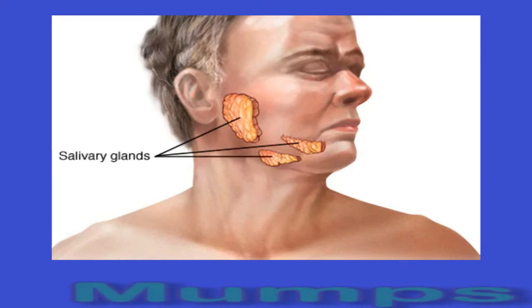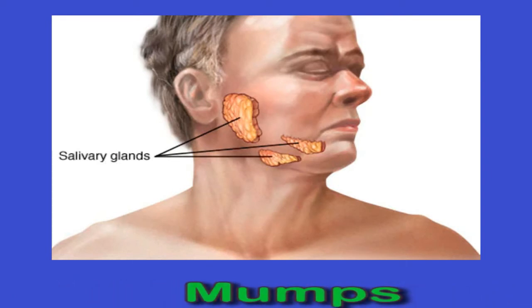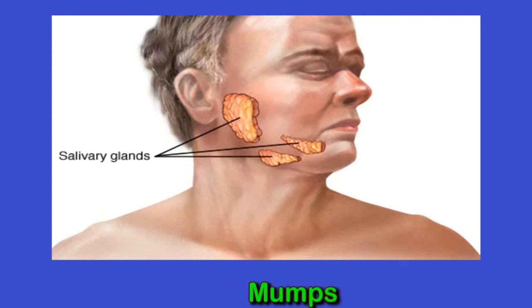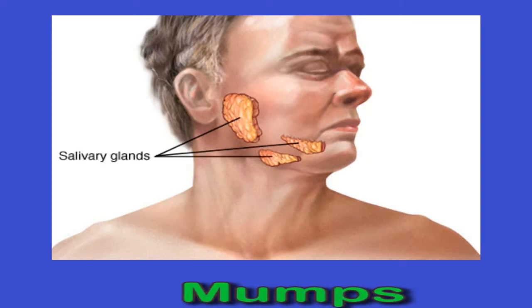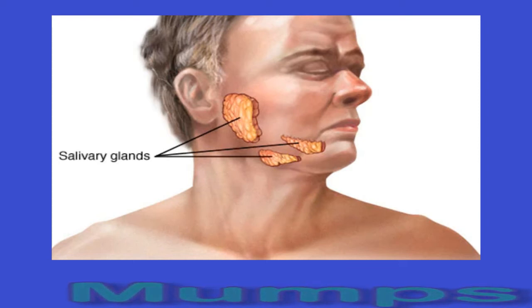Mumps. Mumps is a contagious viral infection of the salivary glands. Symptoms including swelling in the jaw and cheeks may appear 12 to 25 days after the initial infection. Other symptoms of mumps include a headache, a fever, fatigue, muscle aches or chills, a loss of appetite.